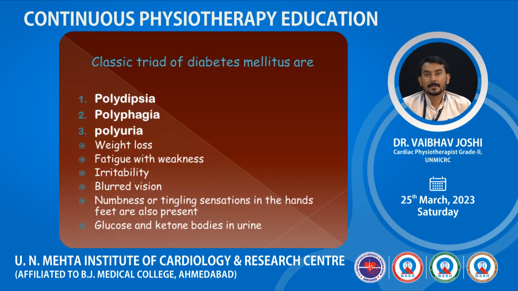Classical triad of diabetes mellitus are polydipsia, polyphagia and polyuria. In polydipsia, patient have unusual thirst. In polyphagia, patient eats too much. In polyuria, there is a frequent urination. There are also other factors like weight loss, fatigue with weakness, irritability, blurred vision, numbness or tingling sensation in hand and feet. Glucose and ketone bodies are also present in urine.